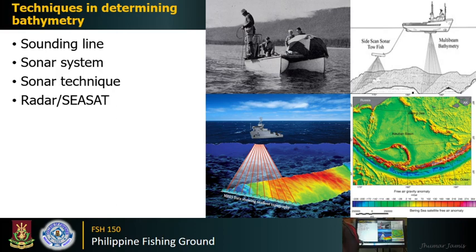And then another is basically the sonar system. No? We will be defining each one of these, and then later on we will find out what are the advantages and disadvantages of each of these techniques. And then another is sonar techniques. You can see here in this figure, this is basically the sonar techniques. And then another is the radar or CSAT. No? Again, there are advantages and disadvantages of this one. Now let's first take a look at the sounding line.